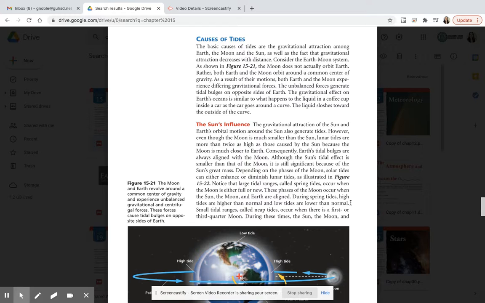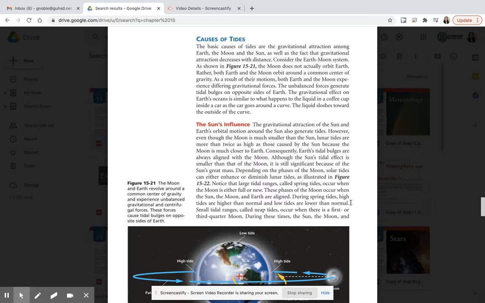Causes of tides. The basic cause of tides is the gravitational attraction among Earth, the Moon, and the Sun, as well as the fact that gravitational attraction decreases with distance. Consider the Earth-Moon system as shown in Figure 15-21. The Moon does not actually orbit Earth. Rather, both Earth and the Moon orbit around a common center of gravity. As a result of their motions, both Earth and the Moon experience different gravitational forces. The unbalanced force generates tidal bulges on opposite sides of the Earth.